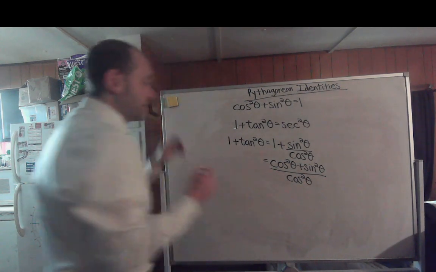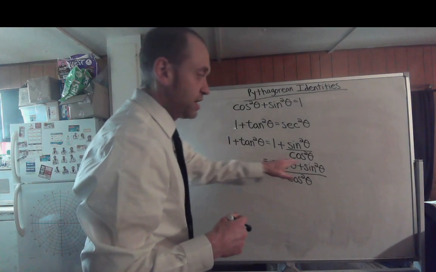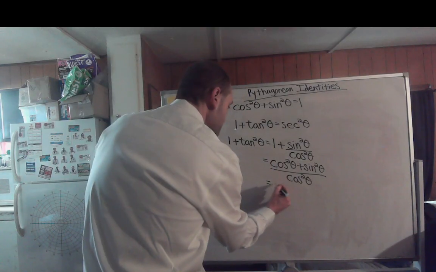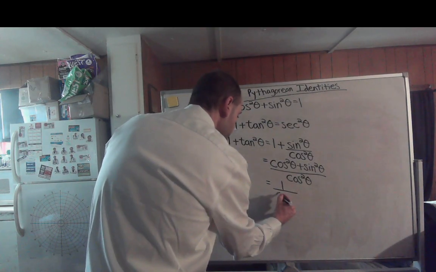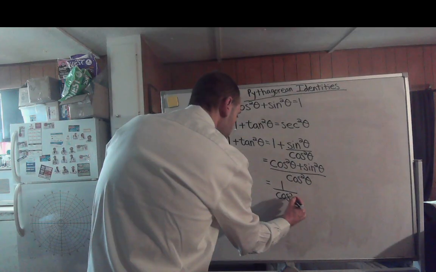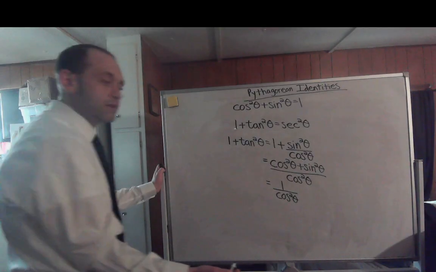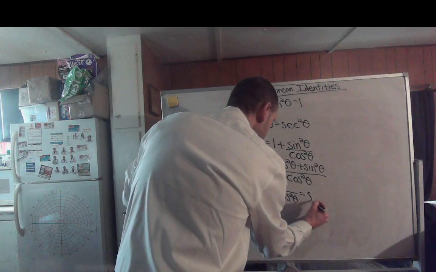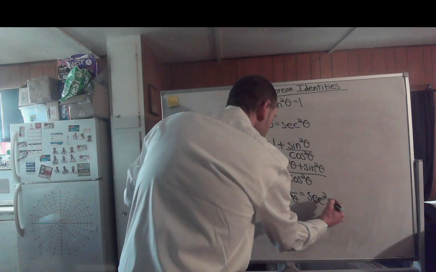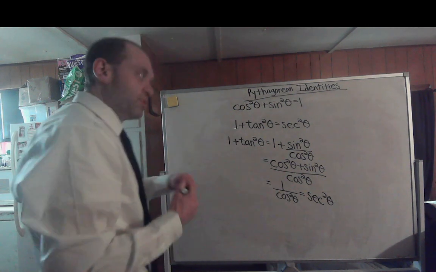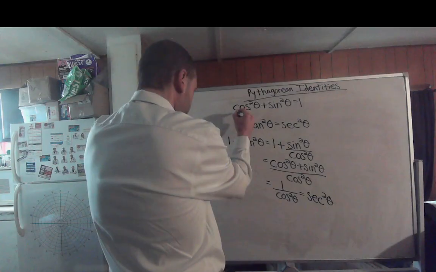Well, hang on a second. What's cosine squared of theta plus sine squared of theta? That's just 1, right? So this would turn into 1 over the cosine squared of theta. Now, what's 1 over the cosine squared of theta? That's secant squared of theta. So therefore, that proves this identity that 1 plus tangent squared of theta equals secant squared of theta.